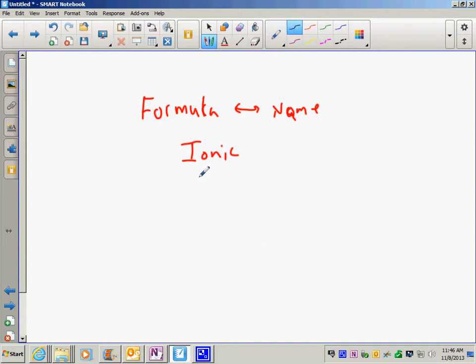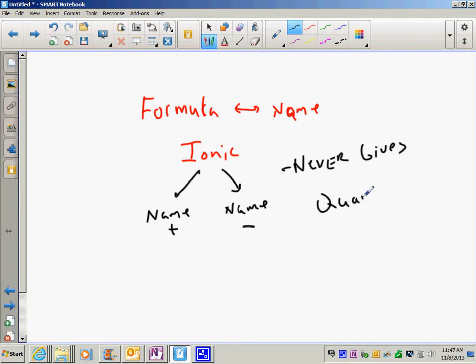We are going to give the name of the cation and the name of the anion. And that's it. What's unique about this chemical situation is it never gives quantities. It doesn't, okay? So for example, AlCl3, however tempting it is to indicate there's 3 chlorines here, we can't. This is just simply going to be aluminum chloride.